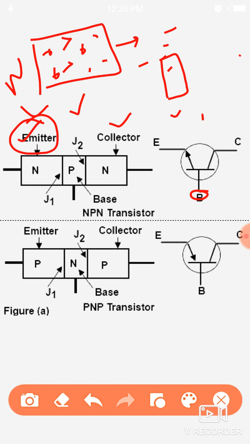On the other hand, if we talk about the PNP transistor, then P is the emitter here, C is also p-type semiconductor and the base is n-type semiconductor. In a PNP transistor, the large charge carriers are holes. On the other hand, in an NPN transistor, the large amount of charge carriers are electrons. This is the main difference between NPN and PNP transistor.